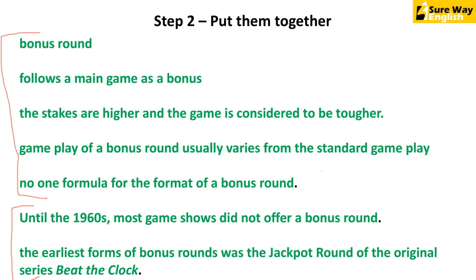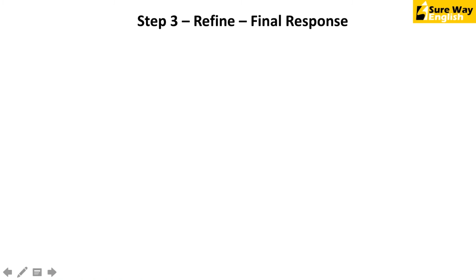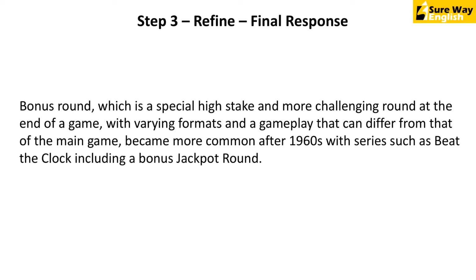So it's always a process: you will try one combination, then you will improve it, you will try another combination, and then finally, once you have refined all of that, you will arrive at a combination which will be one good sentence. So in this case, bonus round, which is a special high stake and more challenging round at the end of a game with varying formats and a gameplay that can differ from that of the main game, became more common after 1960s with series such as Beat the Clock including a bonus jackpot round.